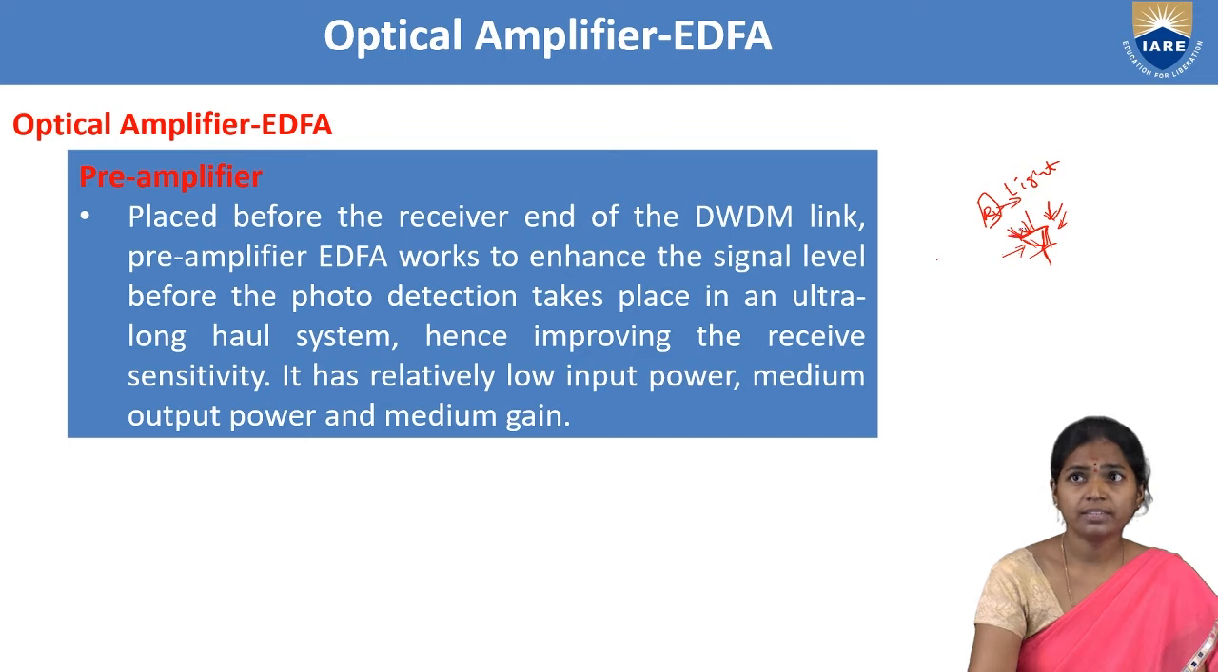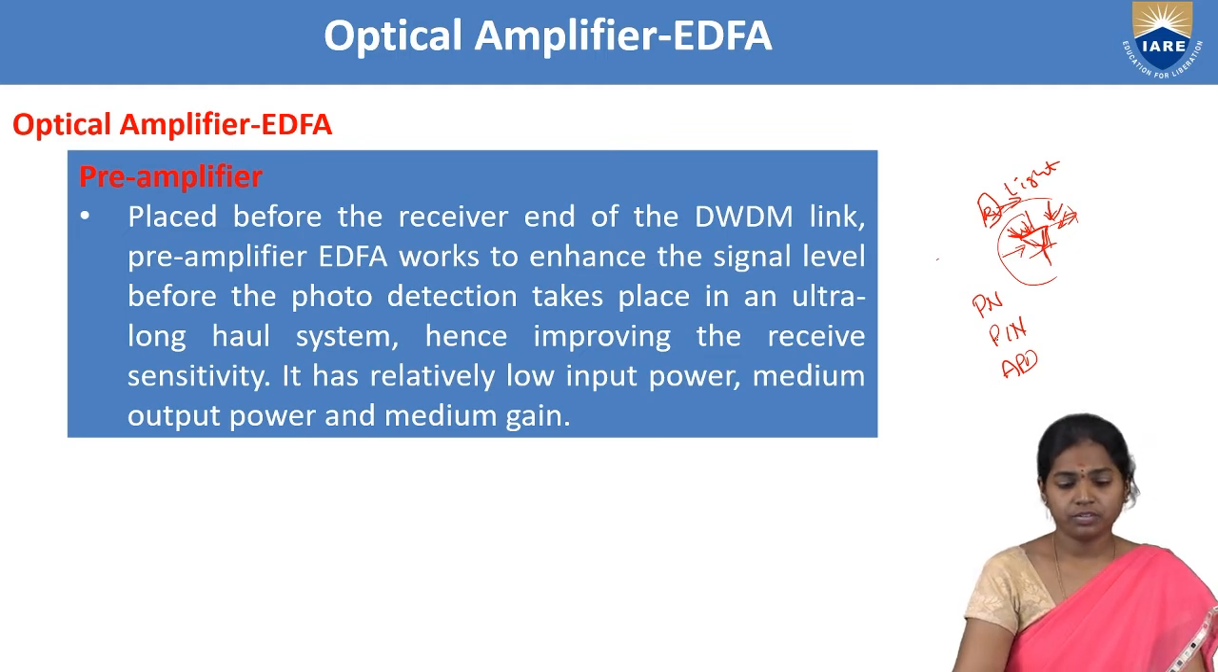Whatever the energy is that falls on this photodetector is proportional to the electric energy it produces. That is the basic operation of the photodetector, where we are using PN, PIN and avalanche photodetectors, hence improving the receiver sensitivity.